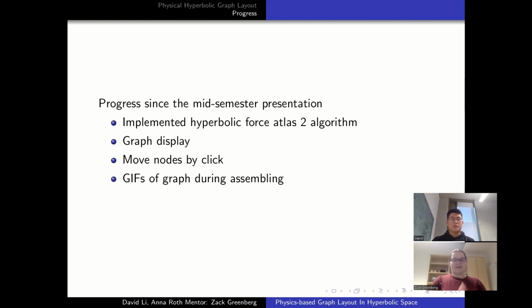In case your graph gets stuck, which happens sometimes, we also implemented a way to move the nodes by clicks so that you can catch your nodes if they are wandering off.